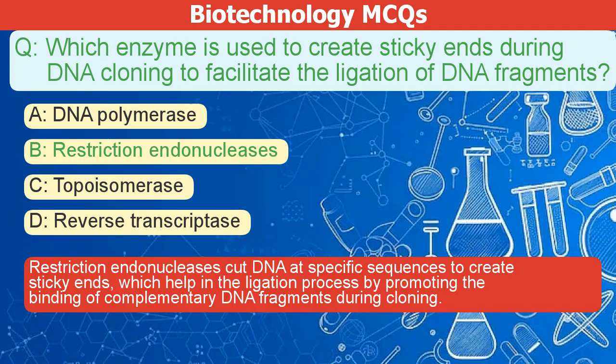The correct answer is B. Restriction endonucleases cut DNA at specific sequences to create sticky ends, which help in the ligation process by promoting the binding of complementary DNA fragments during cloning.